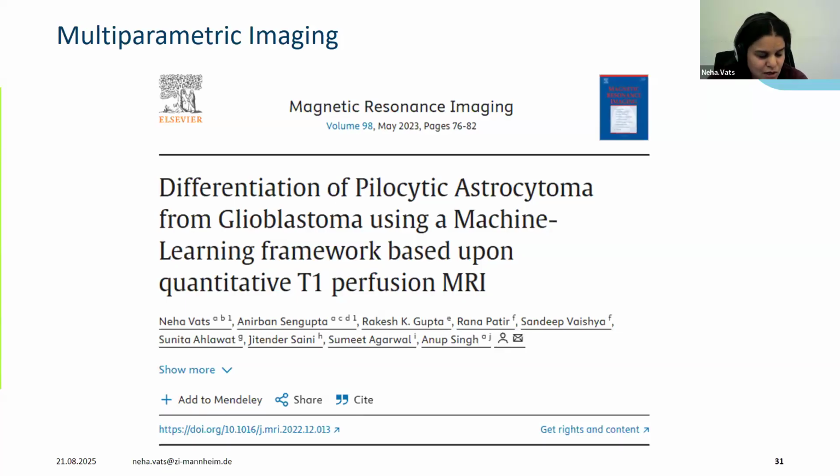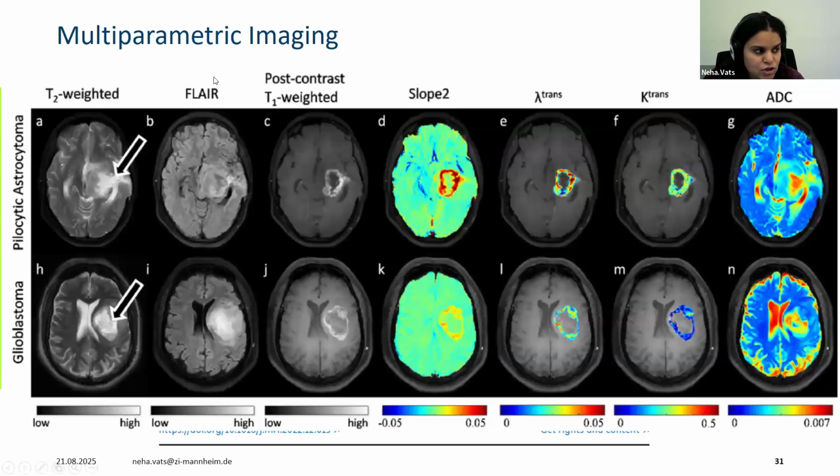As I mentioned, it's a huge topic, so I am not going into detail of all the tumors and what parameters. I just want you to have a basic idea. So I will show you how these tumors look and what tumors we differentiated. On the left side, you can see a pilocytic astrocytoma. That is one tumor type, and glioblastoma was our other tumor type.